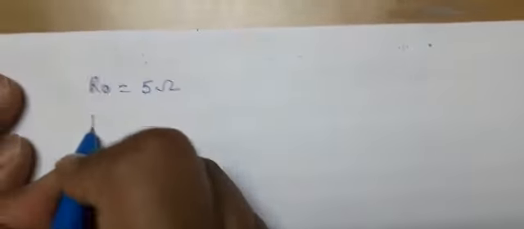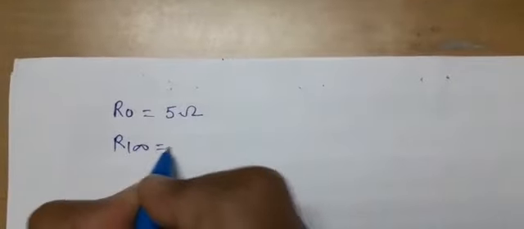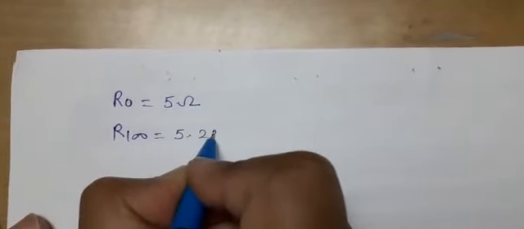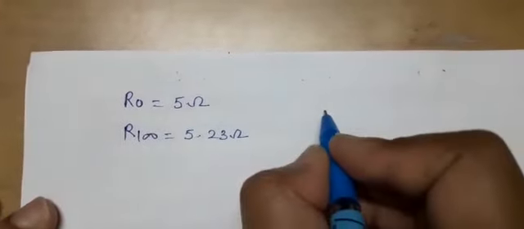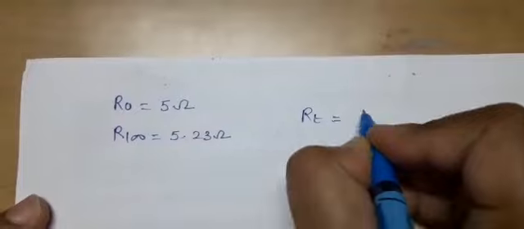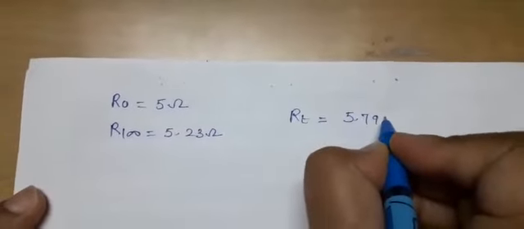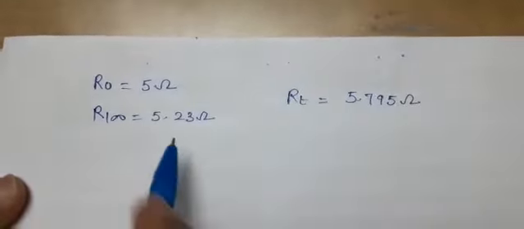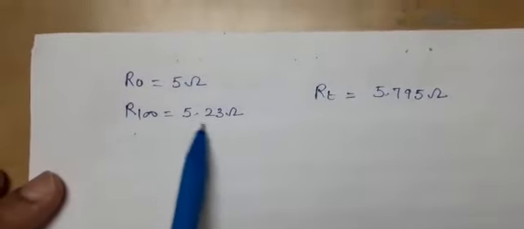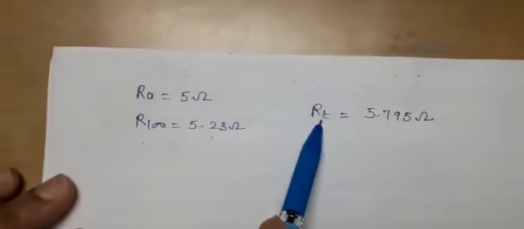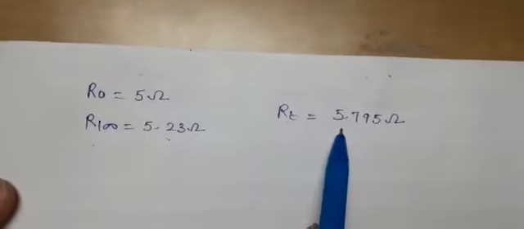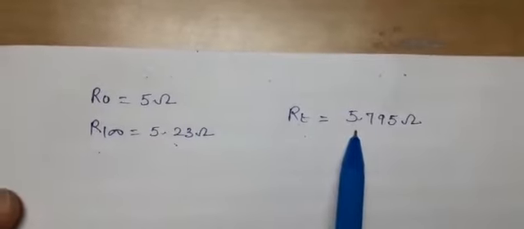Now as the resistance at ice point is given to be 5 ohm, and at the steam point, which is 100 degrees Celsius, it is given to be 5.23 ohm. And when the thermometer is inserted in the hot bath, the resistance at that particular temperature is given to be 5.795 ohm. So it means resistance is varying. As the temperature is increasing, the resistance is also varying. Now what you have to do, you have to find the temperature at which resistance becomes 5.795 ohm.